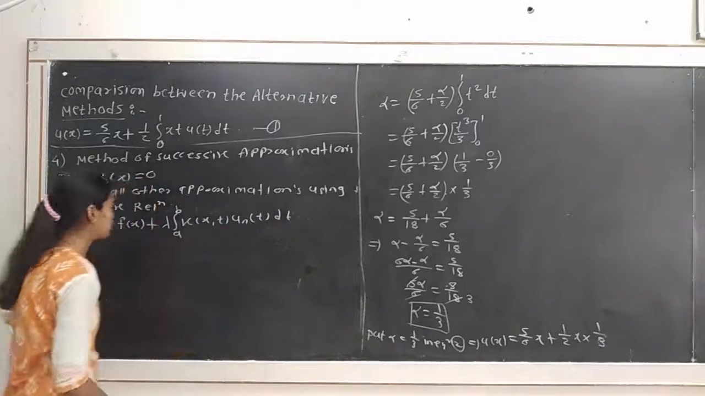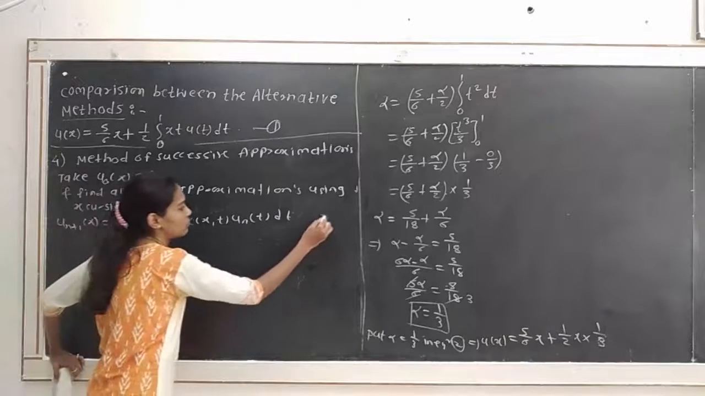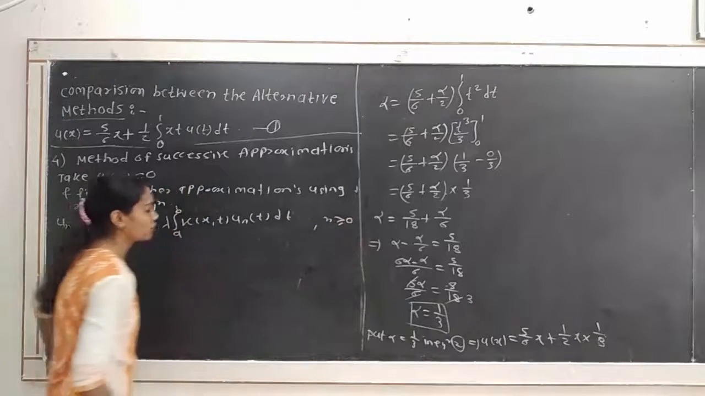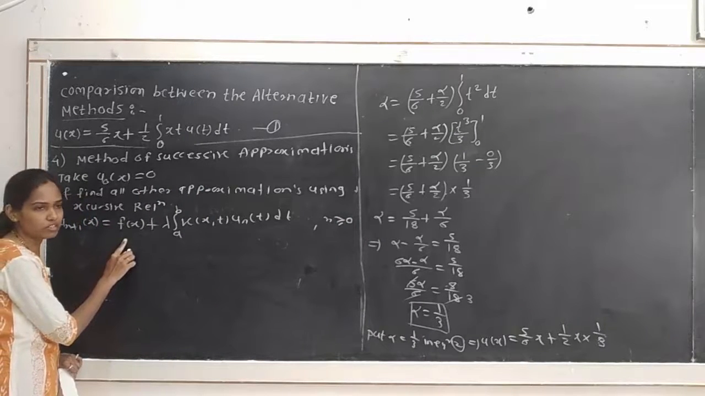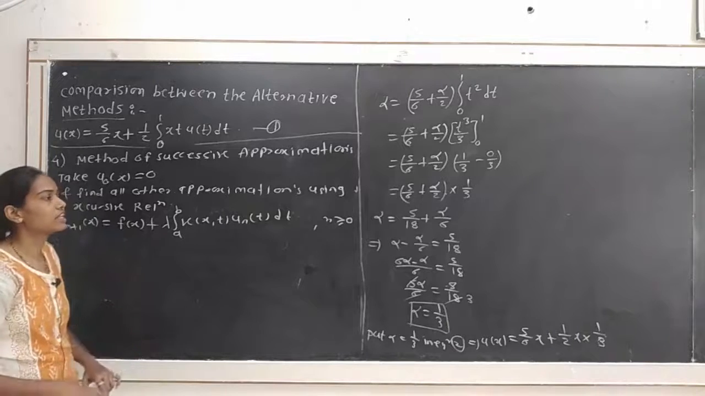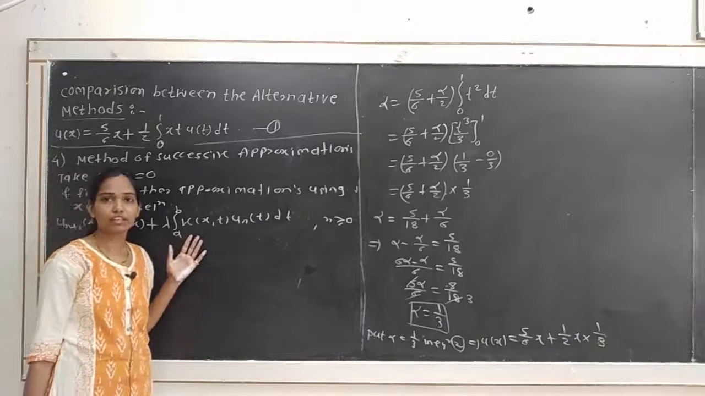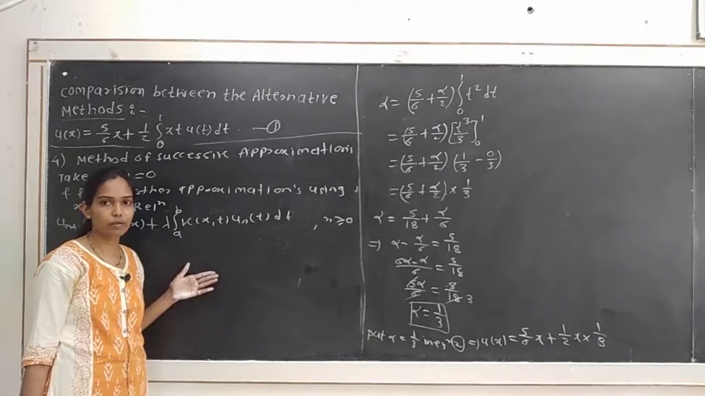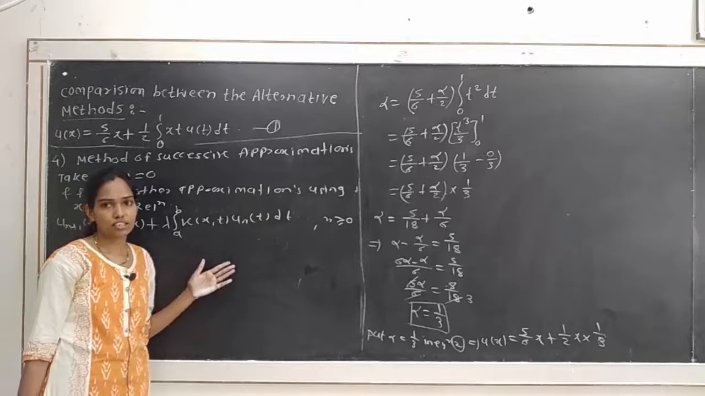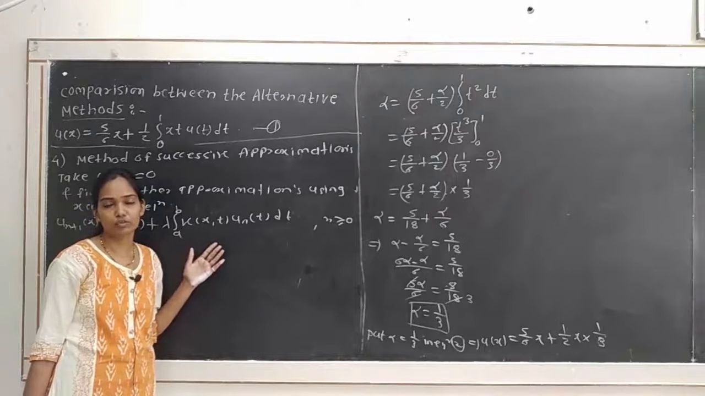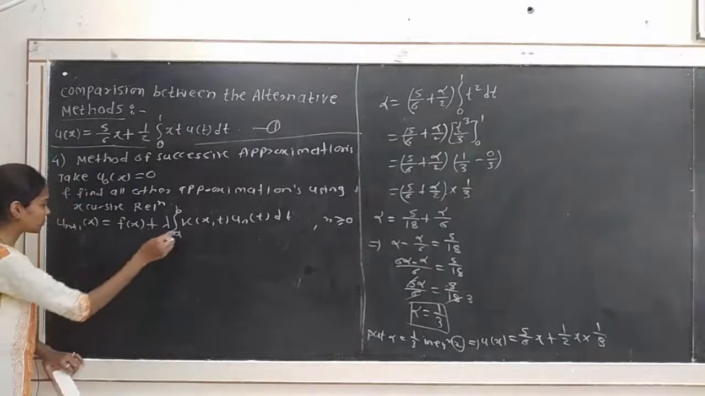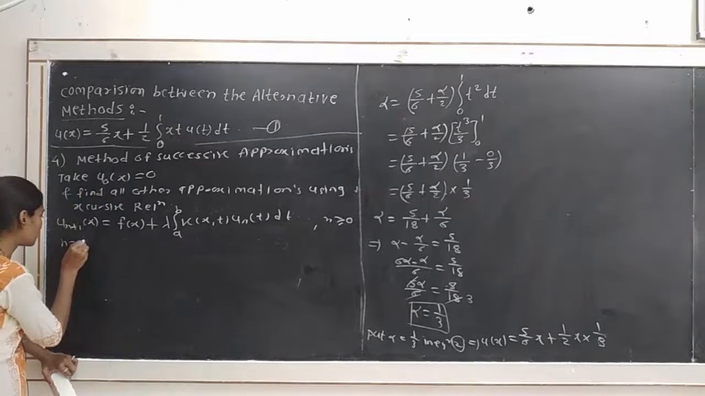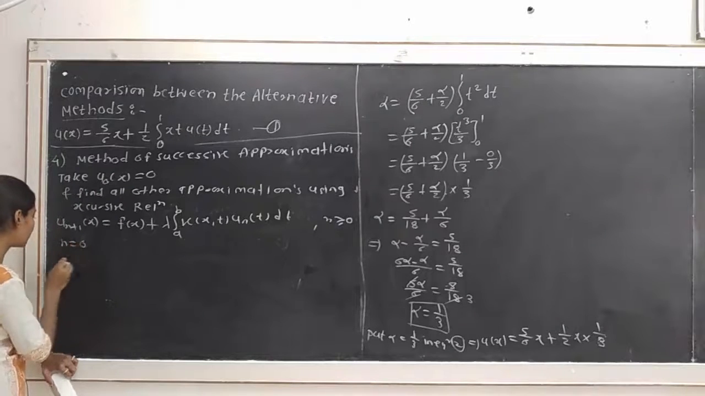Okay, so for n greater than or equal to 0, we can use this recursive relation to find all the other approximations. In the last step, we compare the approximations to generalize the nth approximation, and take the nth approximation as n tends to infinity to get the solution. So for n equal to 0, we find the first approximation.